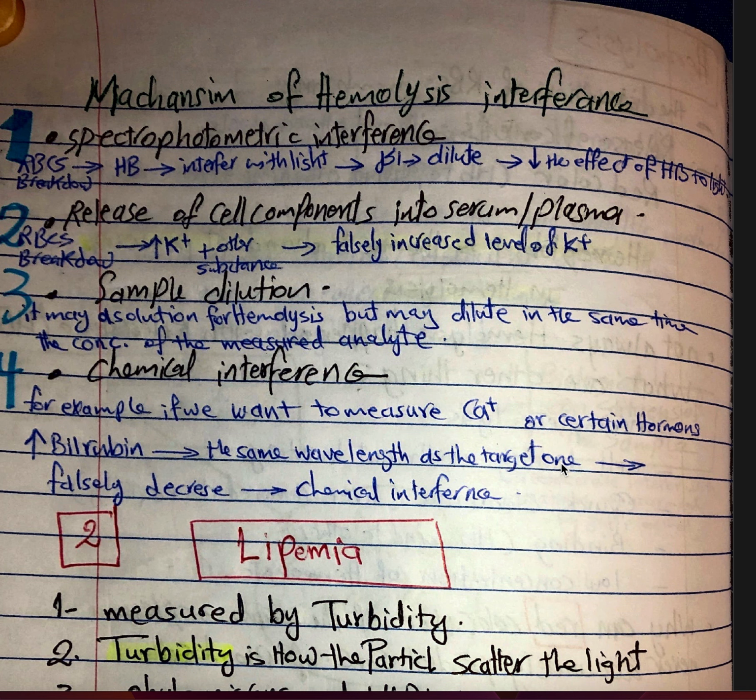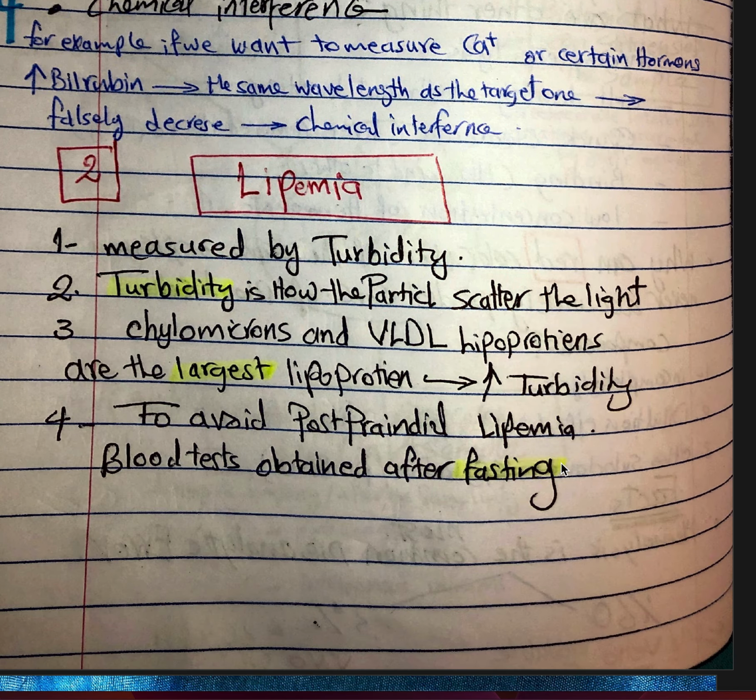So these are the mechanisms of hemolytic interference, and again, hemolysis is the most common pre-analytic error, because we discussed the pre-analytic errors. Okay, the second one is lipemia. Lipemia means an increase of the lipid level in the blood.